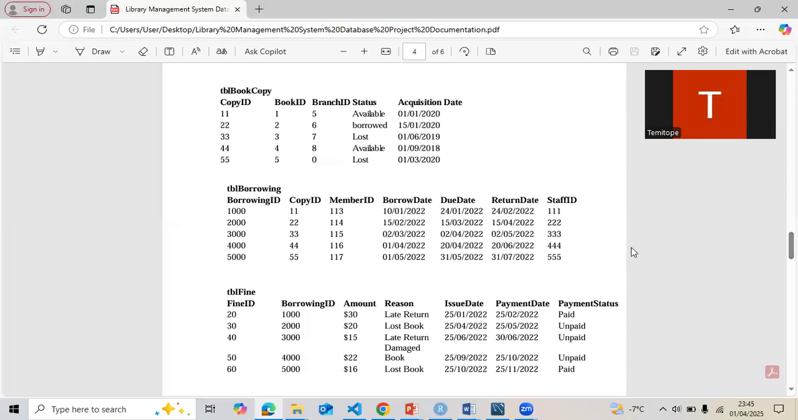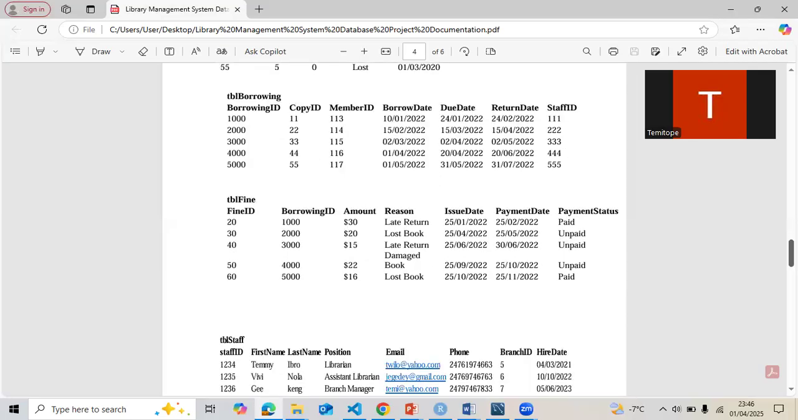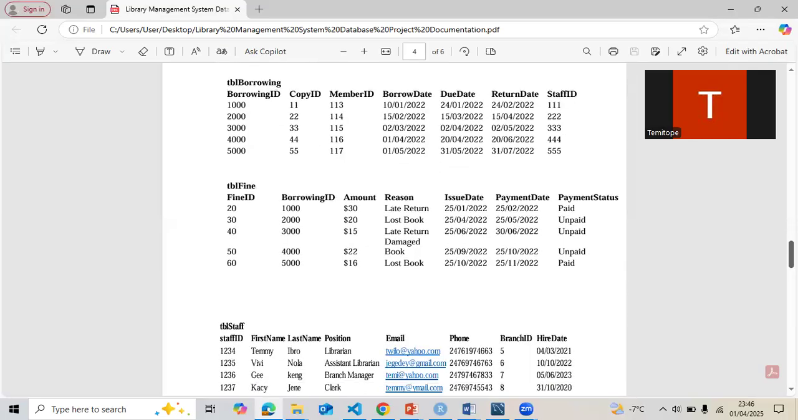So we have the borrowing date, due date, and the return date. Then the staff ID, which means the staff that processed the borrowing to the member. So these are important pieces of information that must be in the table for the database to function properly.